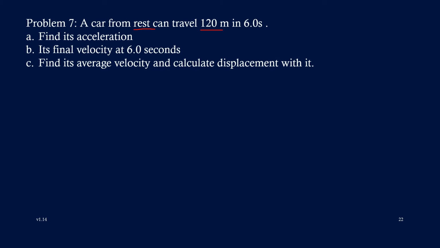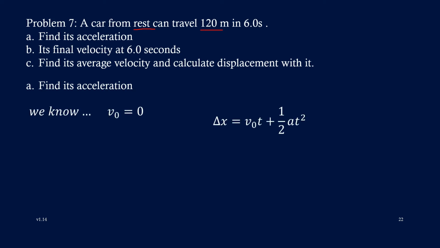So now we need to find its acceleration, then its final velocity at 6 seconds, and find its average velocity again, then calculate displacement with it. Okay, so find its acceleration. We know that v sub naught is going to be equal to 0. And so we're going to use this equation right here.